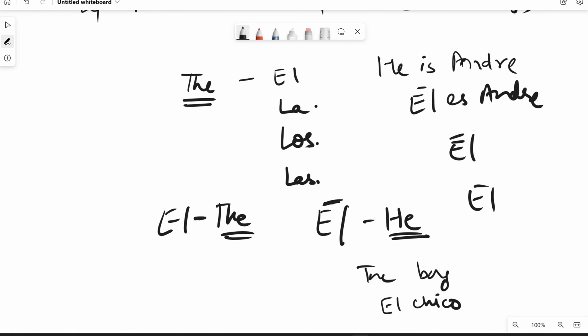And the pronunciation is pretty much the same for both of these, el. But there's never any confusion while talking, because you will never say "da is Andre." You will never say "he boy," right? So there's never any confusion while you're talking. But when you're writing these down, you have to make sure when you're using "he," put the accent over the E. And when you're using "the," there's no accent over the E. So these are your definite articles: el, la, los, las.